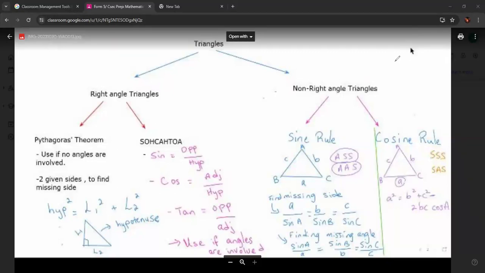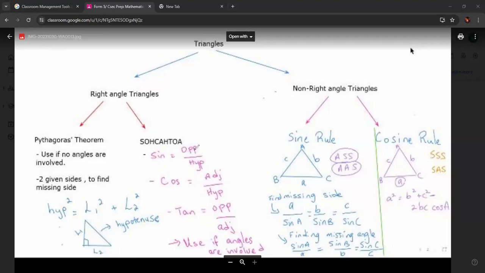All right, so we're back to our mind map. And remember, you have to know this mind map. So we are finished with the right angles. If they give you all sides and ask you to find one missing side, Pythagoras theorem. Once it's a right angle and they give you an angle, you know it's going to be trig ratios or SOHCAHTOA.